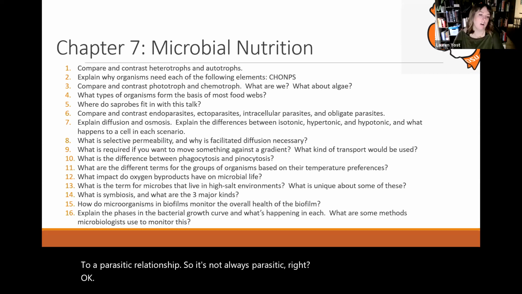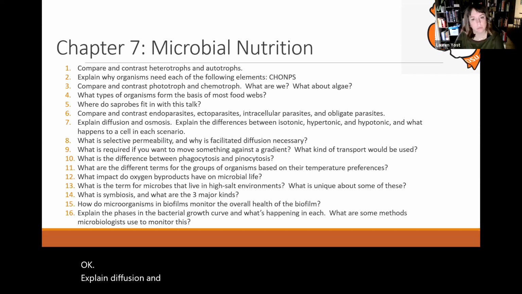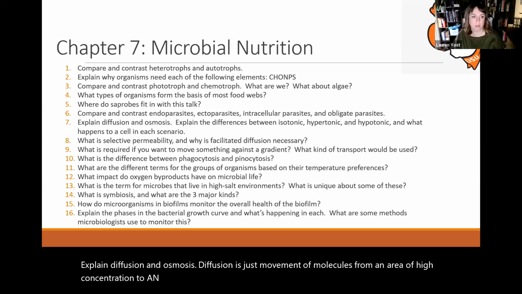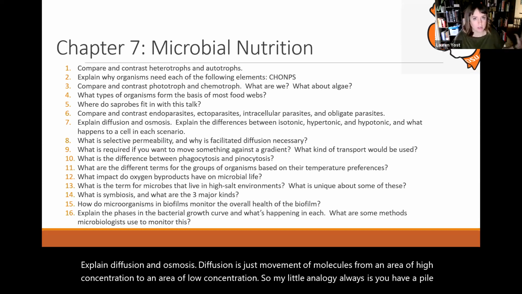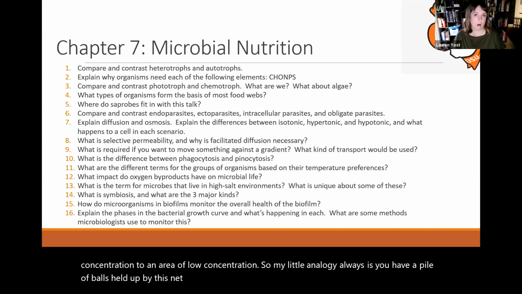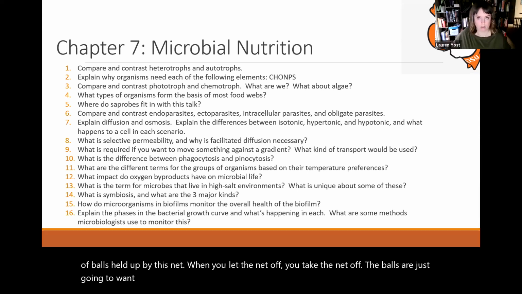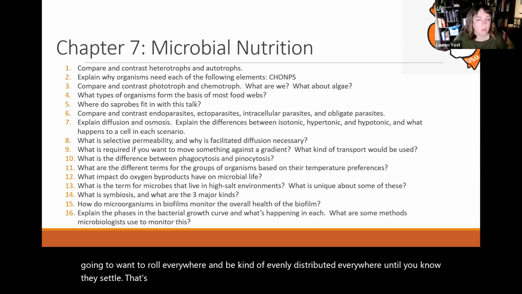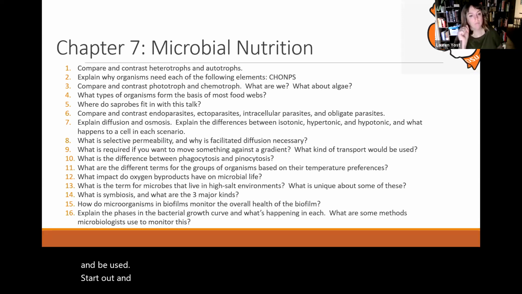Explain diffusion and osmosis. Diffusion is just movement of molecules from an area of high concentration to an area of low concentration. So my little analogy always is you have a pile of balls held up by this net. When you take the net off, the balls are just going to want to roll everywhere and be kind of evenly distributed everywhere until, you know, they settle. That's diffusion. The same thing with molecules. They just want to sort of relax and be spread out and even everywhere.